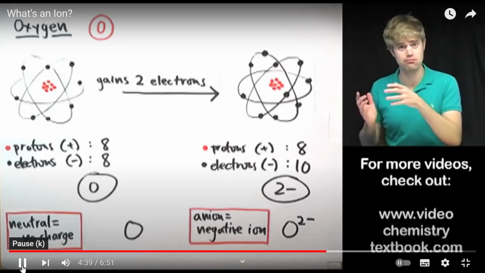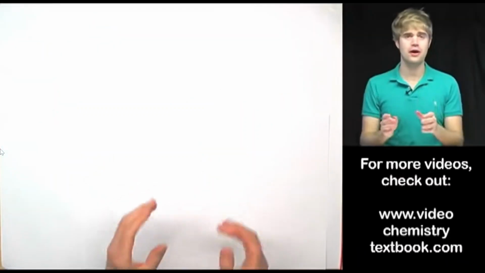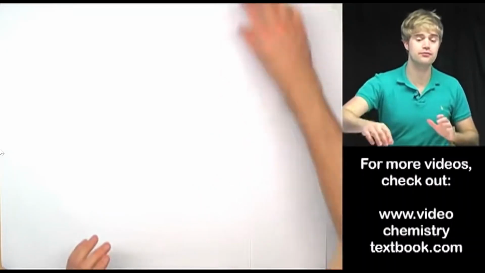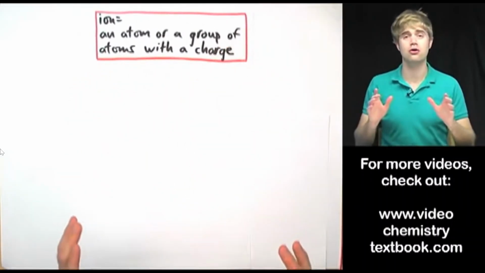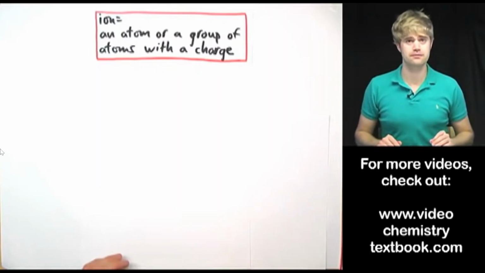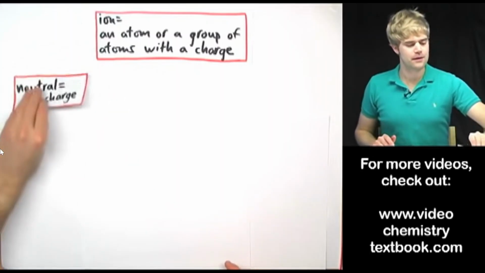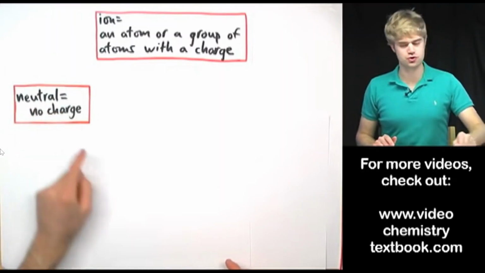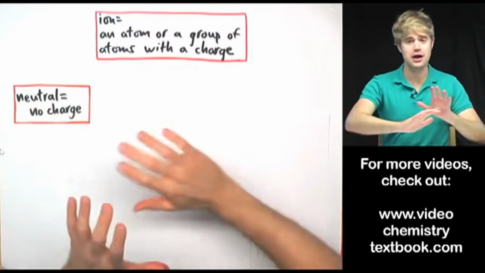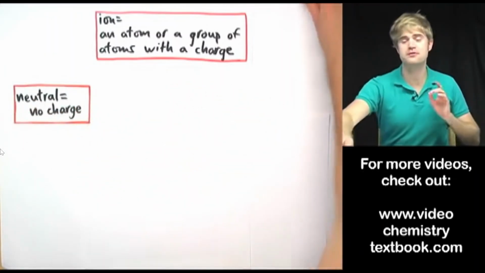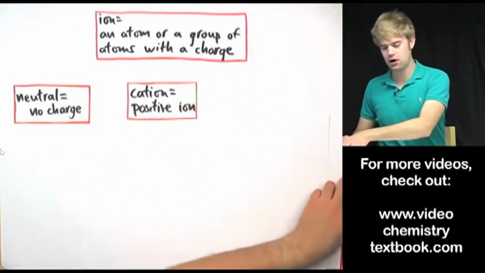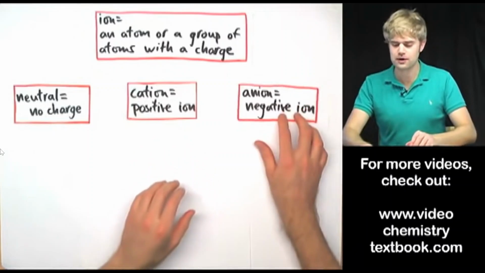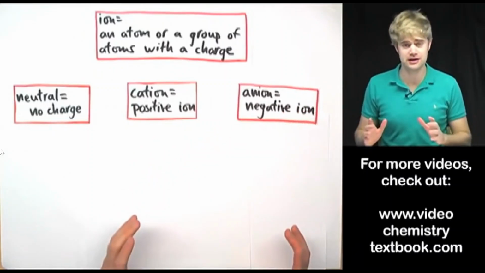Okay. Has more electrons than protons. Okay, here's just a little bit of vocabulary for review. So an ion is an atom or a group of atoms that have a charge. Now it's possible for an atom to be neutral, which means it has no charge, means it's not an ion. But if something is an ion, it can be either a cation, which is what we call a positive ion, or it can be an anion, which is a negative ion.